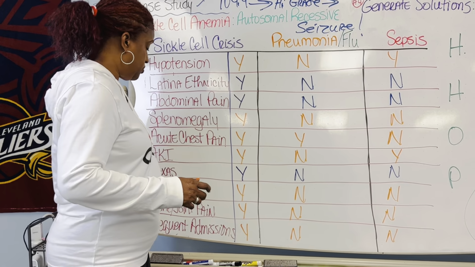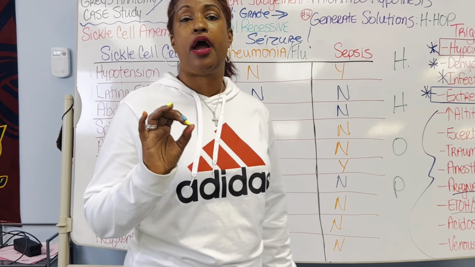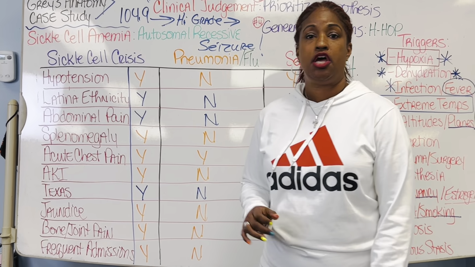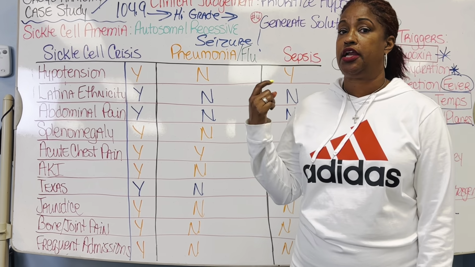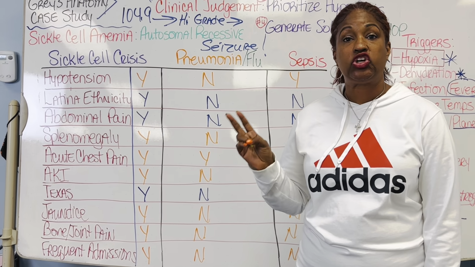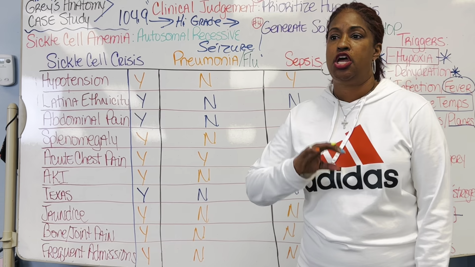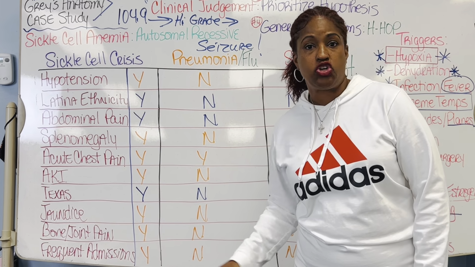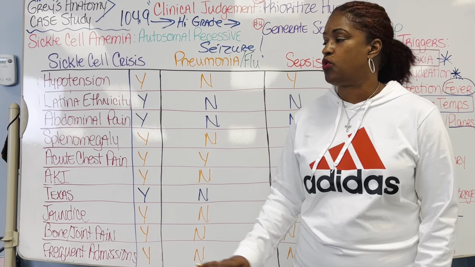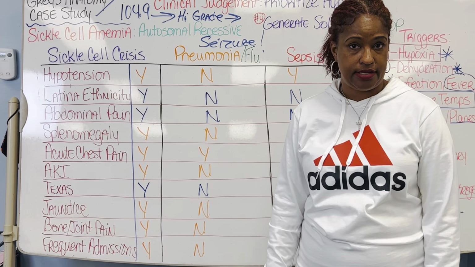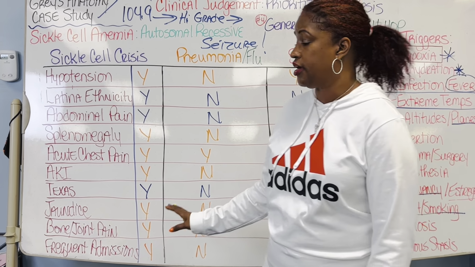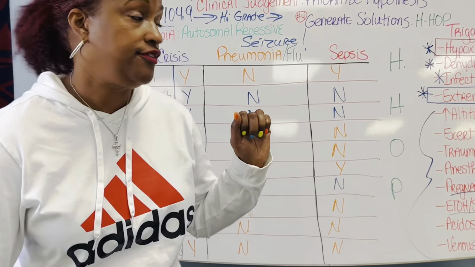What I'm trying to tell you is the way you prioritize your hypothesis, you've got to look at the labs. You've got to look at the signs and symptoms. You've got to look at the history, the demographics. You've got to look at the age. You've got to look at the gender. You've got to look at everything to see if it plays a role in you figuring out what this patient has. So I gave you this chart, and I hope you took a picture of my chart.